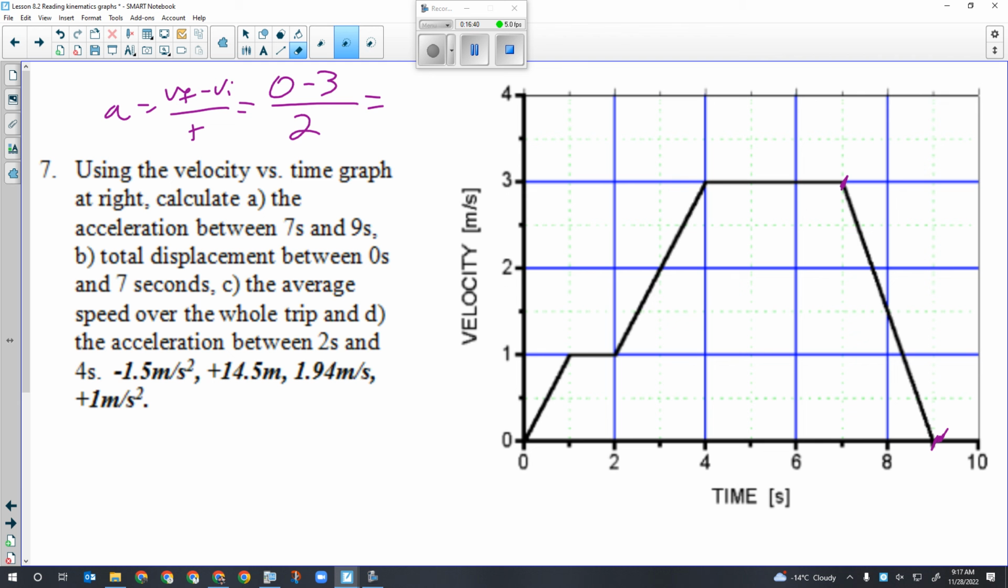Okay. So I got 0 minus 3, that's going to be negative 3 over 2, so that's going to be negative 1.5 meters per second squared. Okay, everybody all right with that?